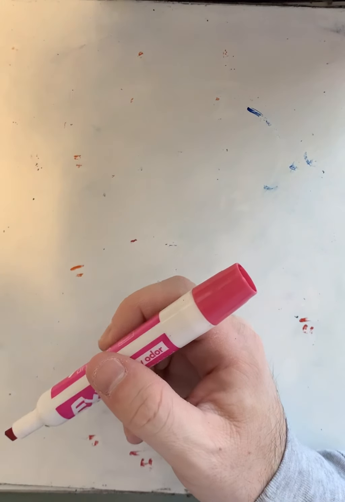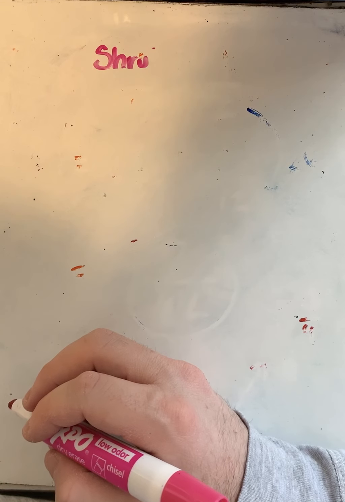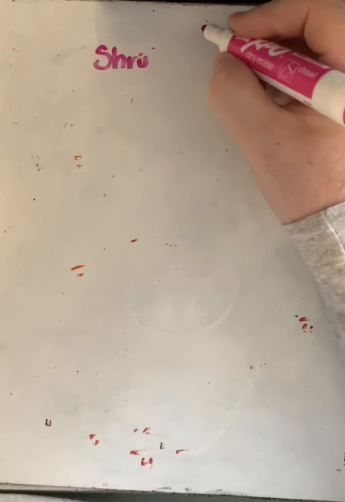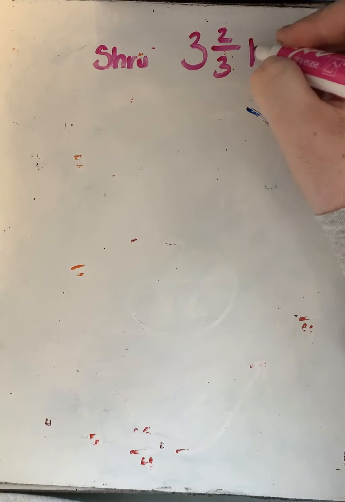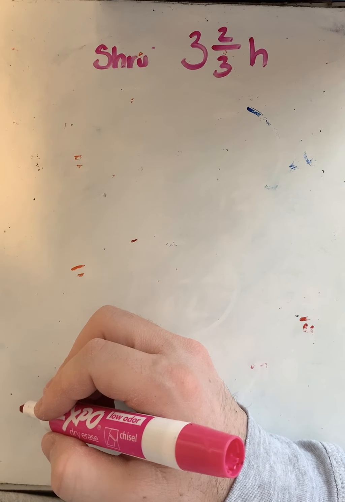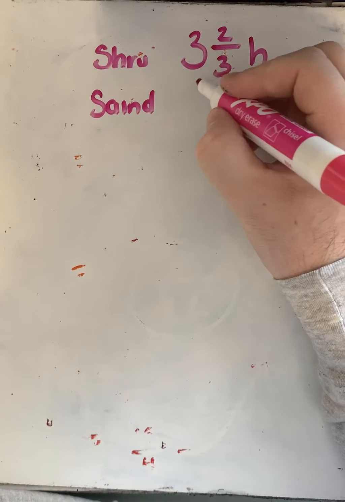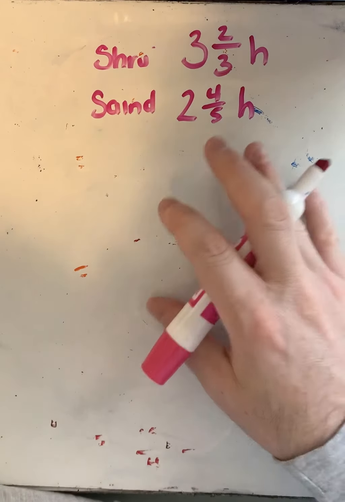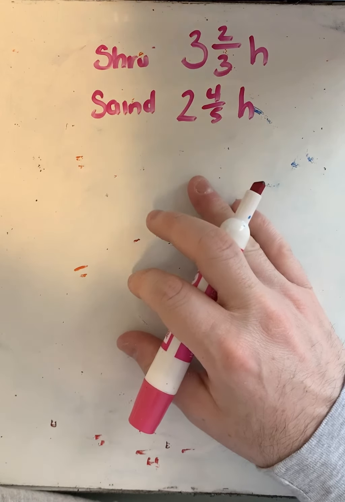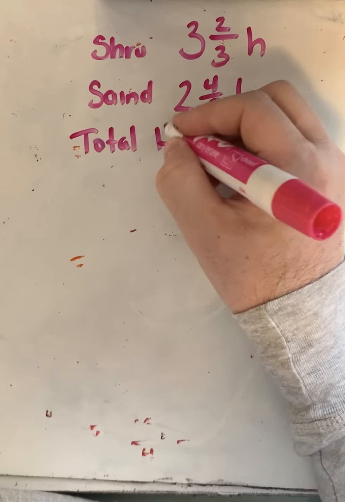Let's try another one. Let's say that Shrithika was working on a group project, and Shrithika worked on the project for 3 and 2/3 of an hour. And Sandavi worked on the same project, her part, for 2 and 4/5 of an hour, okay? Again, it's not a sign of one doing more work. Maybe it takes a little bit longer, who knows? We want to know what the total hours of work are.